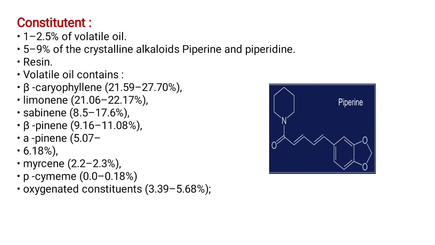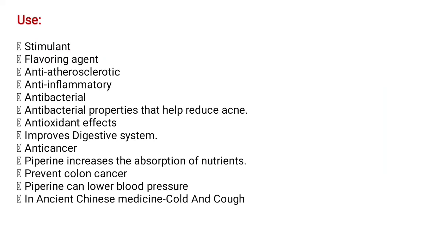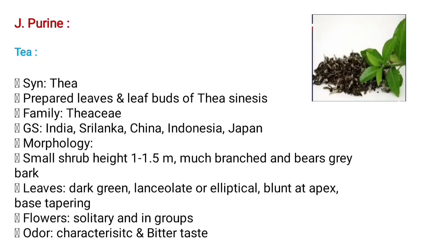Oxygenated constituents. Uses: stimulant, flavoring agent, anti-atherosclerosis, anti-inflammatory, antibacterial properties that help to reduce acne, antioxidant effect, improves digestive system, anti-cancer. Piperine increases the absorption of nutrients and prevents colon cancer. Piperine can lower blood pressure. In ancient Chinese medicine, it is used for cold and cough.